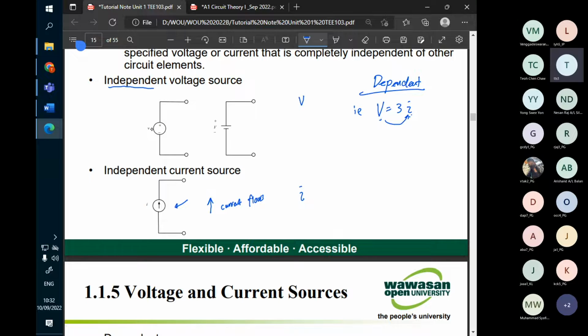But independent means they have nothing to do with each other. Let's say this is 3 volt. Let's say this is 1 ampere. They have nothing to do with each other. They just stand alone, isolated, stand alone.